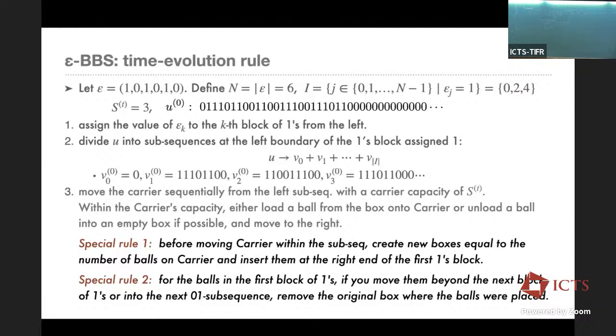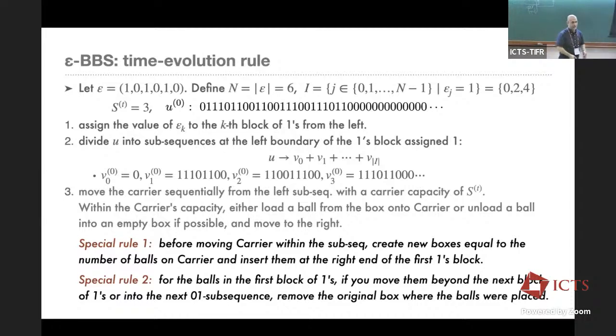And then this is the first one. The second special rule applies after moving in the subsequence, in a slightly different manner, but I will also read it. For the balls in the first block of ones, if you move them beyond the next block of ones or into the next 0-1 subsequence, in this case remove the original box where the balls were placed. You see, the ball goes beyond the next consecutive ones or is moved into the next subsequence. In this case, this box should be removed.